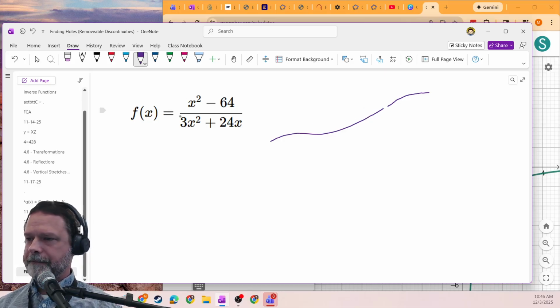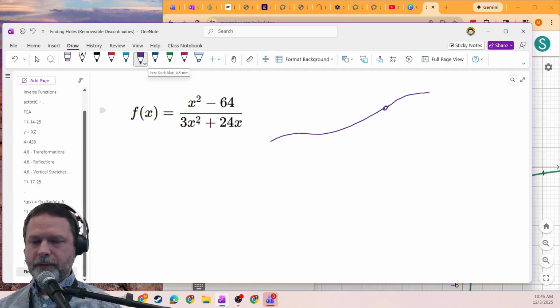And so a hole or removable discontinuity is when you've got just one tiny point where we have no value. We're undefined there. So how does that happen? Let's talk about that real quick. The way it can happen is we have something like this.